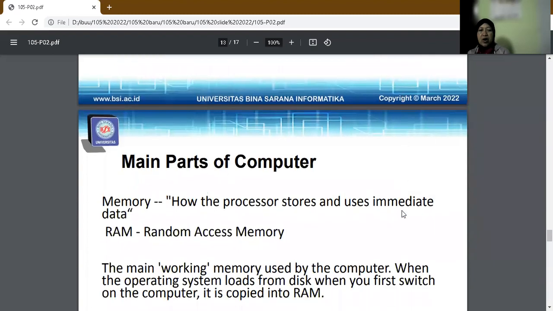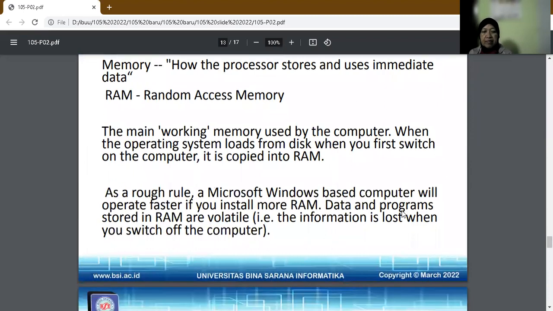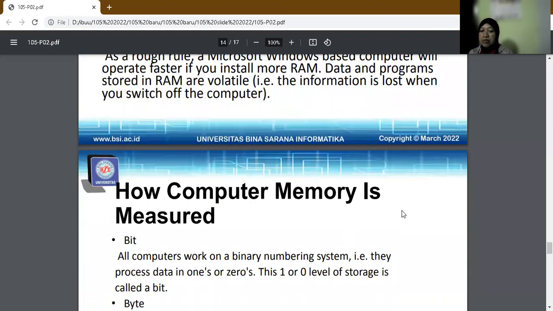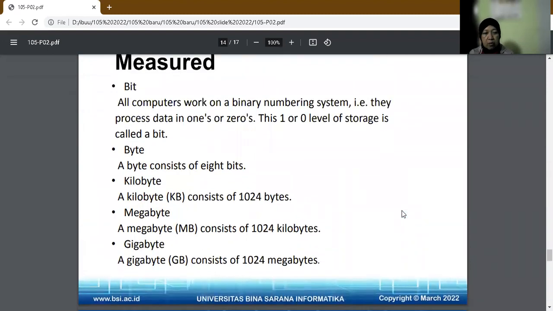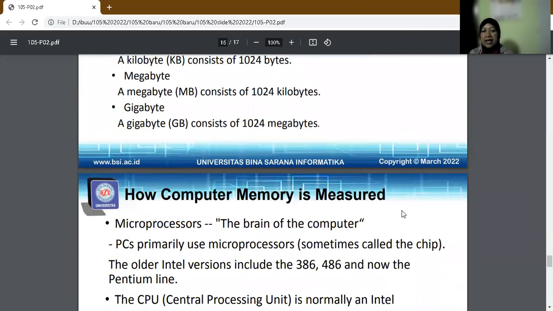And then about the mind of the computer, how the processor stores immediately used data, like random access memory. Okay, I think you know exactly about that. And then how a computer is measured. This is about the measures of the computer like bit, byte, kilobyte, megabyte, gigabyte. So the smallest is the bit, and the bigger is the gigabyte. And then how computer memory is measured?